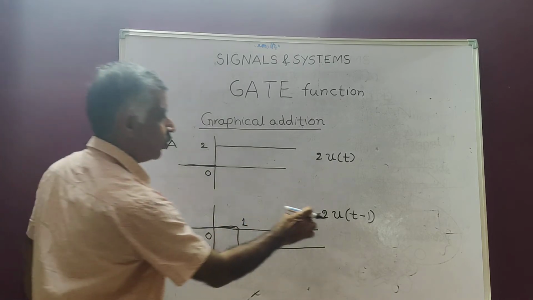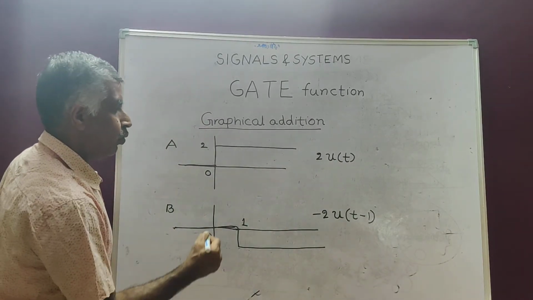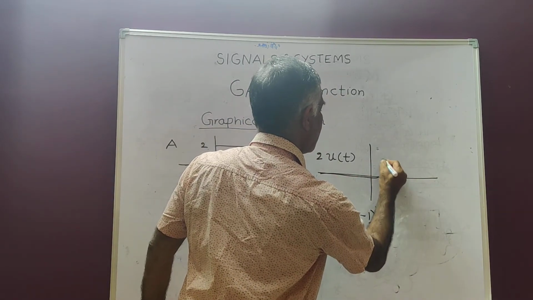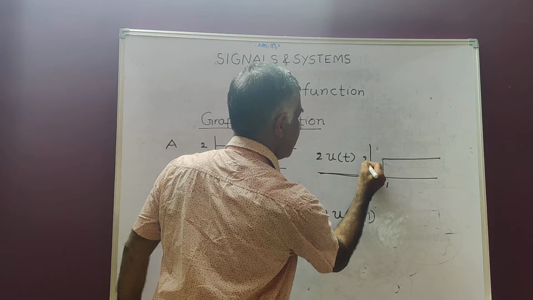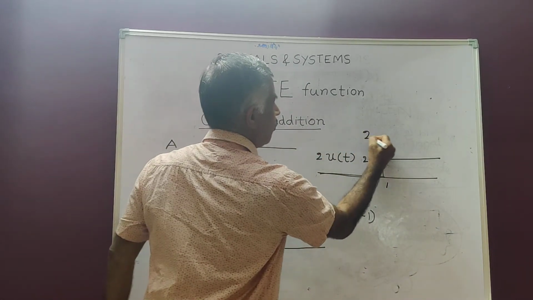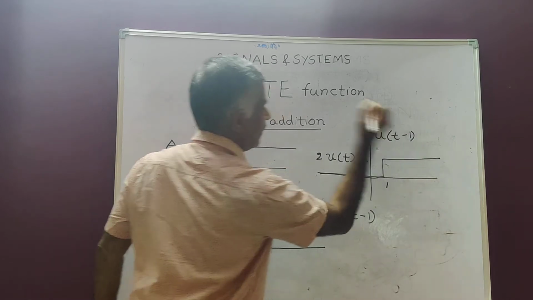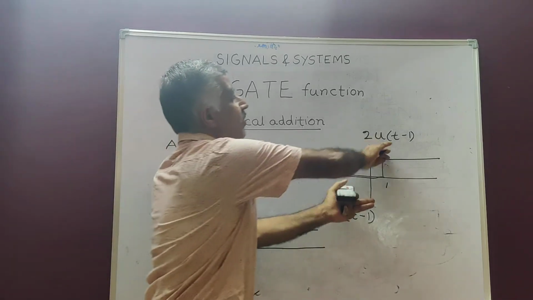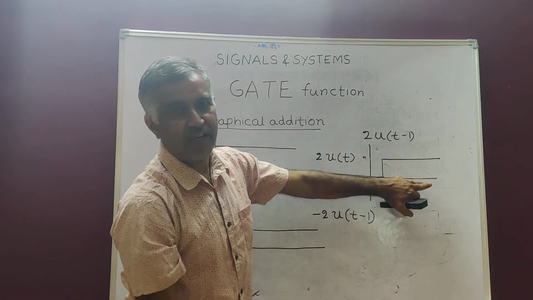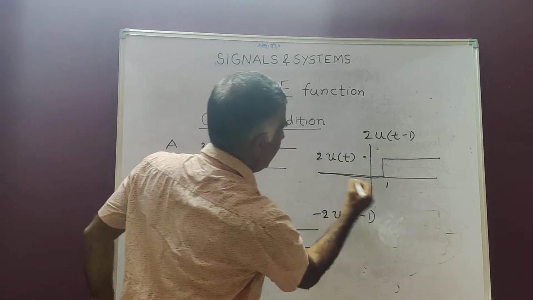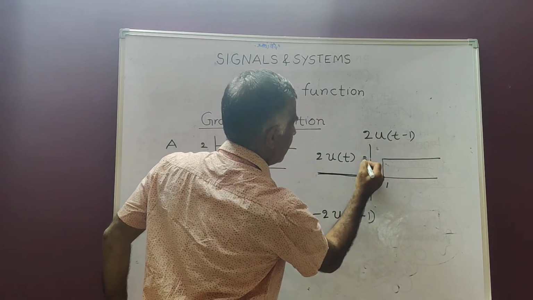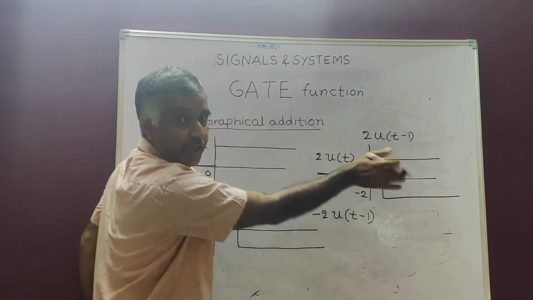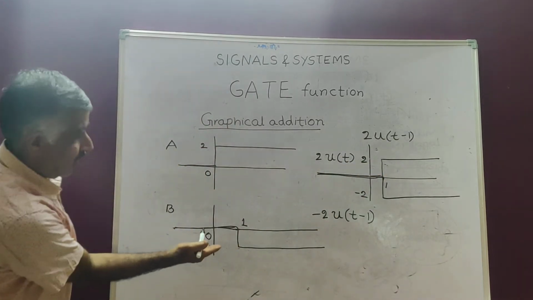You are familiar with 2u(t minus 1). What is 2u(t minus 1)? This is 2u(t minus 1), a shifted step function. It is inverted. Inversion means minus, and when it is inverted, it becomes like this. So that is what I have written here.